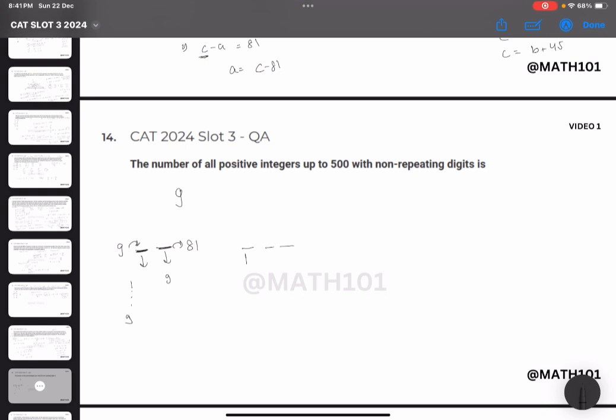Again, for 3-digit numbers, the first place can be occupied by 9 digits from 1 to 9. The second can again be occupied by 9 digits from 0 to 9 excluding the number which was sitting in the first place, and after that 8 digits can be placed in the third place from 0 to 9 excluding the 2 numbers which are placed in the first and second places. So there are 9 into 9 into 8 such numbers which don't have any repeating digits. So our answer is 9 plus 81 plus 81 into 8. It is 90 plus 648.